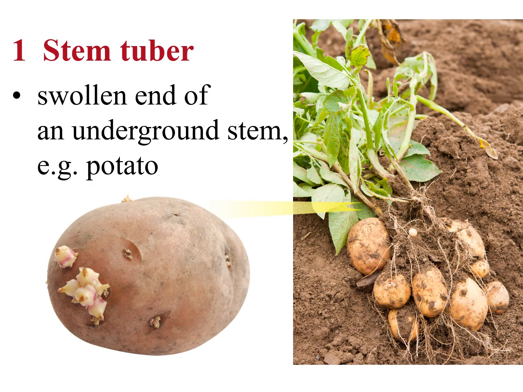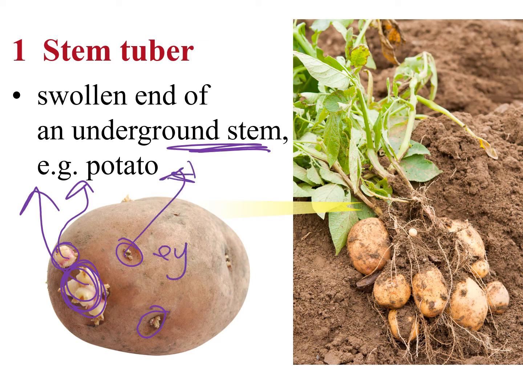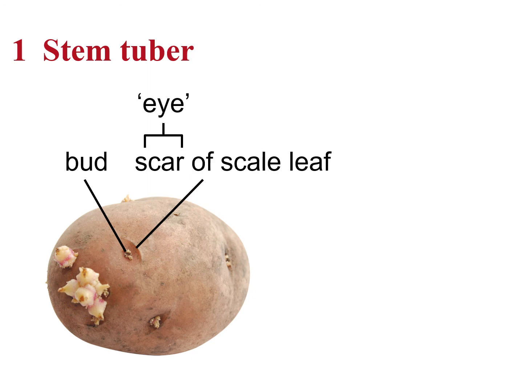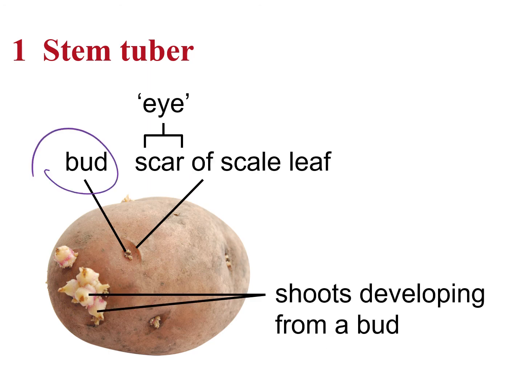Stem tubers are actually some underground stems such as potato, and the leaves can actually grow out from these spots. These spots, we call them the eye. 一隻眼咁啦. New stem and new leaves will grow out from here, the eye. Some people will call them the bud. Anyway, this is where the shoot is going to grow. The leaves and the stem will grow out from the eye or the bud region.